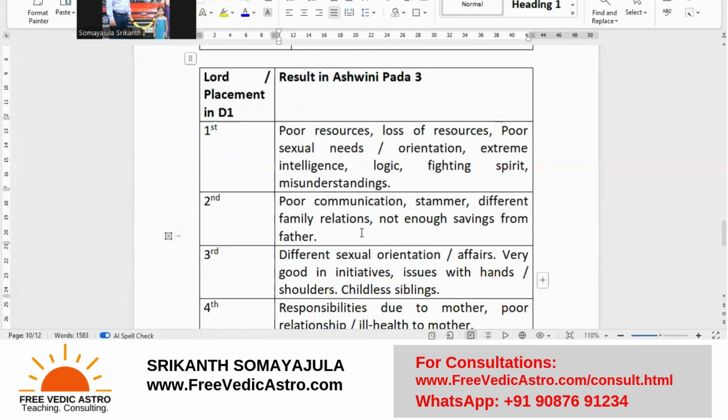Poor communication. If you have these connections to the second house, he may stammer, or the person has excellent communication skills, but the problem is misunderstanding with the people. Very strange relationships in the family. It need not necessarily be sexual relations. Different things can be there with the family. It's not a usual family. Not enough savings from the father, or too much of a saving from the father, and that's why he doesn't have to do anything. This man is unique from the second house because we're talking about the uniqueness.